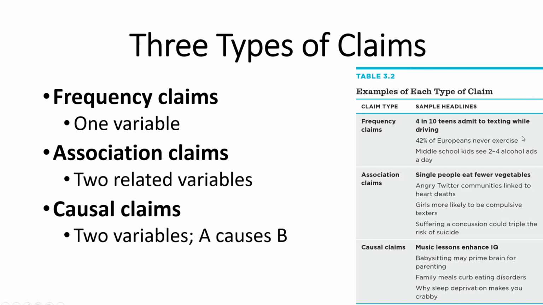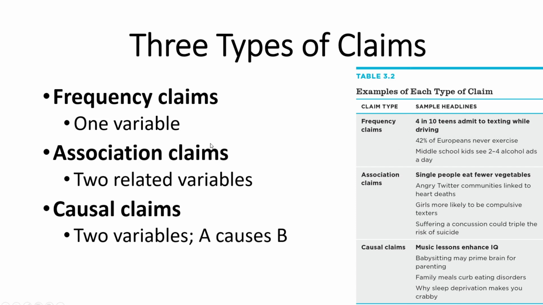And we can look over on the side here for examples of each type of claim. So a frequency claim would be 1 in 4 teens admit to texting while driving, or 42% of Europeans never exercise, or middle school kids see 2 to 4 alcohol ads a day. All of these are giving us a measurement, a frequency of a single variable.